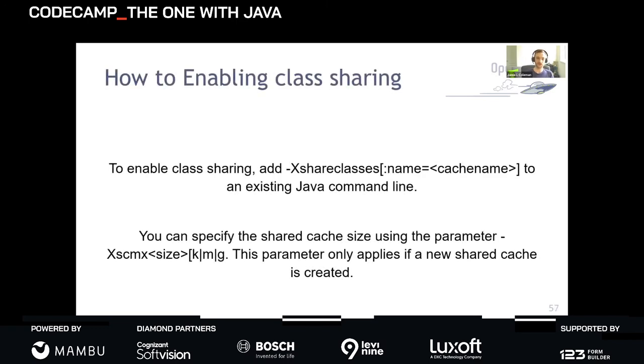Again, it's really easy to get started. All you really need to do is add -Xshareclasses. If you want to create multiple caches, you can then add the name and the cache name, etc. Like I said, you can specify the size. With Linux, I think it has an upper limit set of 32 megabytes. That's something to do with the operating system, but you can change that if you want to.